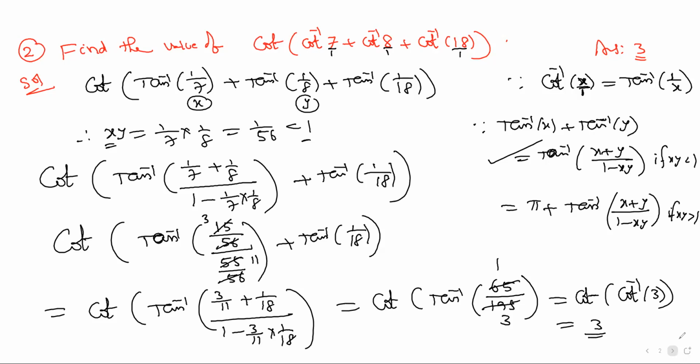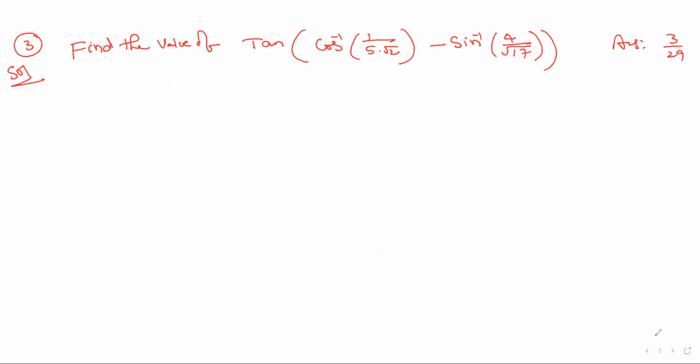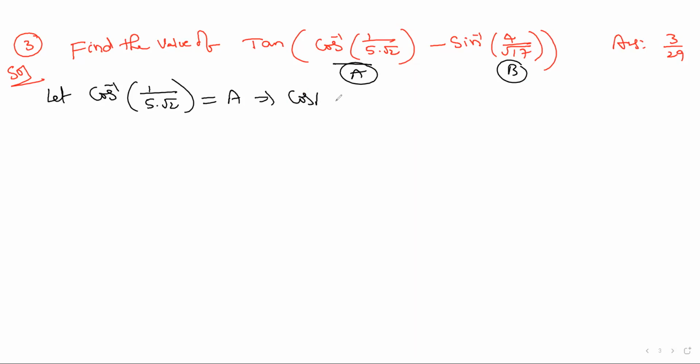Okay, now I am going to explain question number 3. Tan of cos inverse of 1 by 5 root 2 minus sin inverse of 4 by root 17. Here, let us take the first function as A and the second function as B. Cos inverse of 1 by 5 root 2, this we take as A. Cos A, we get 1 by 5 root 2.